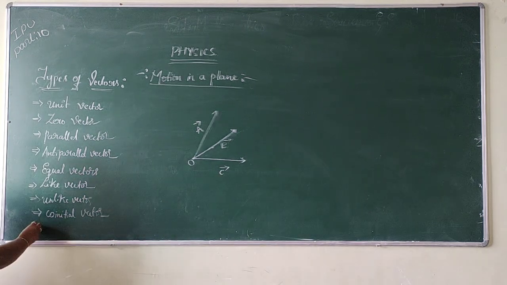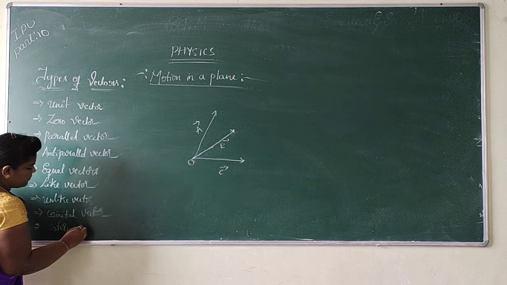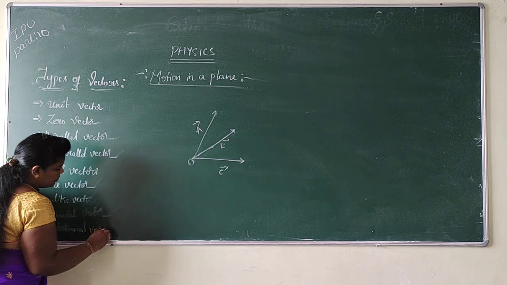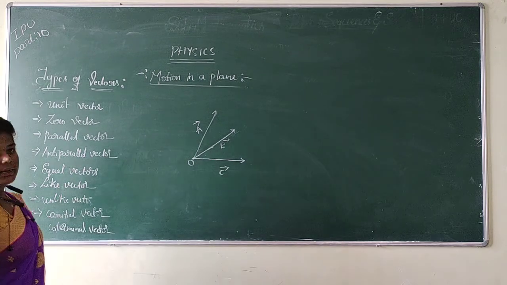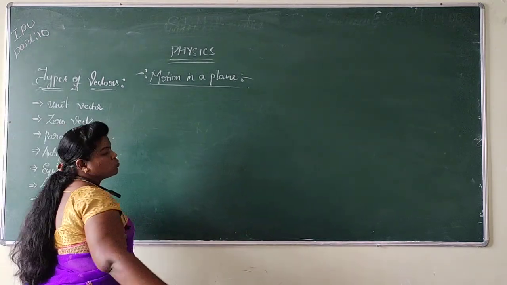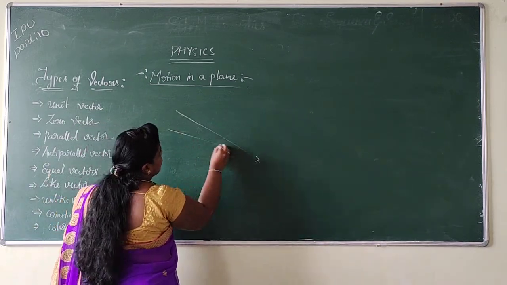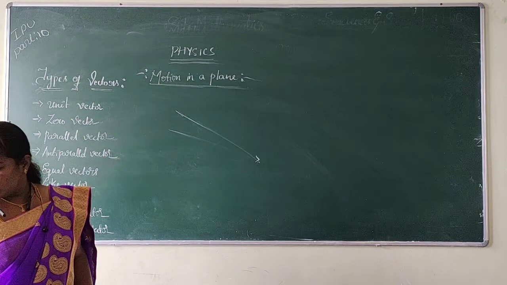As well, we have another type, that is co-terminal vectors. If two or more vectors have the same terminal point.